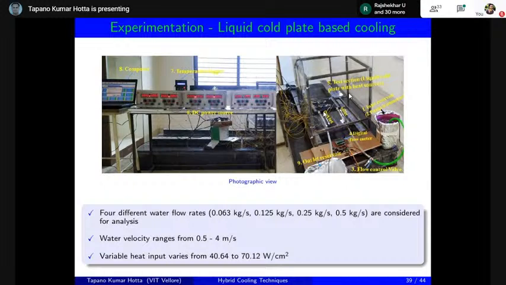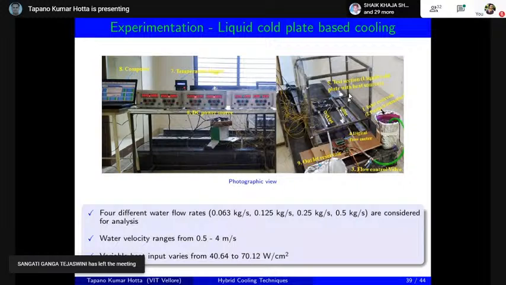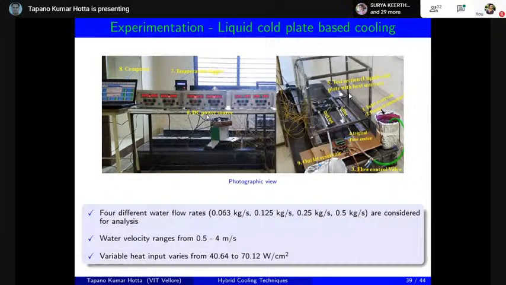There is a test section consisting of the liquid cold plate. On top of that there is a printed circuit board. On top of that the chips are mounted. Then, as I told you, you need to supply heat to the chips here. So there is a DC power source. Then you need to record the temperatures by using a temperature data logger.